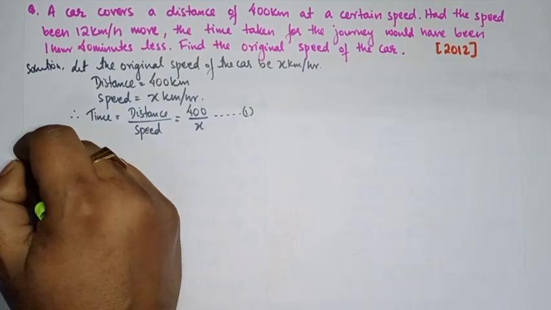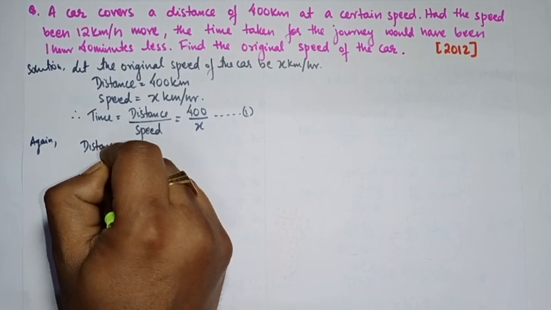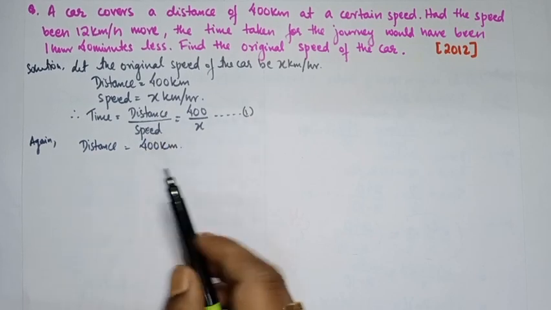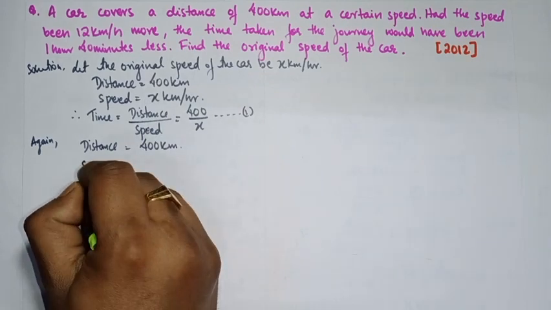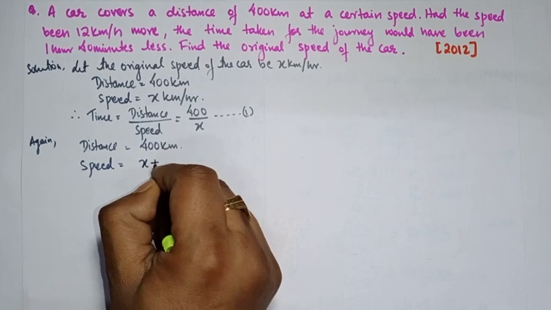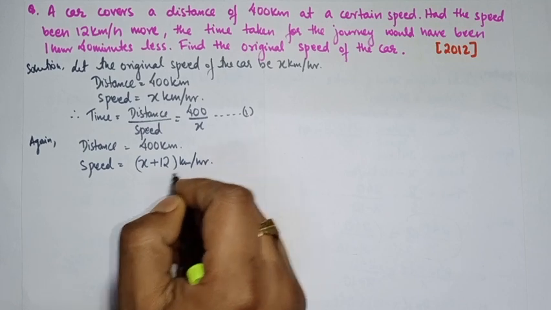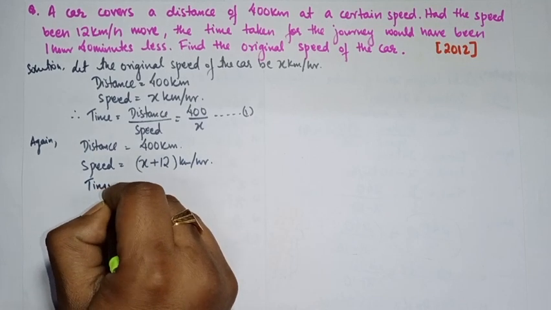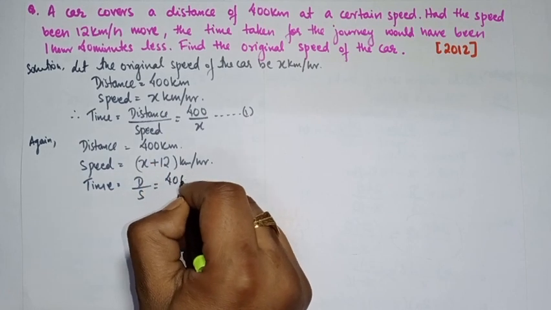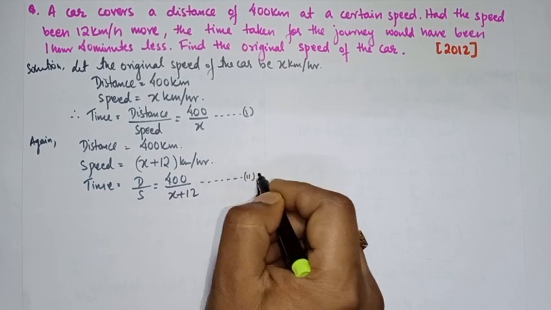Again, what they have given us: the distance remains the same, 400 kilometers, but now the speed has increased. So speed more means it will be x plus 12 kilometer per hour. Now you know the time formula is distance upon speed, so I have distance 400 upon x plus 12. Let us take this as 2.